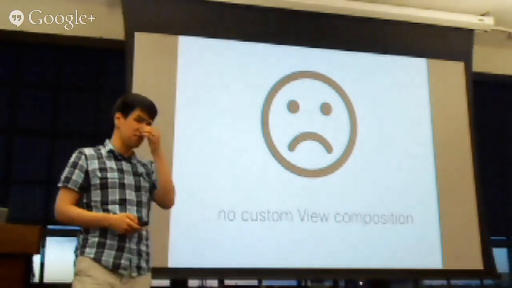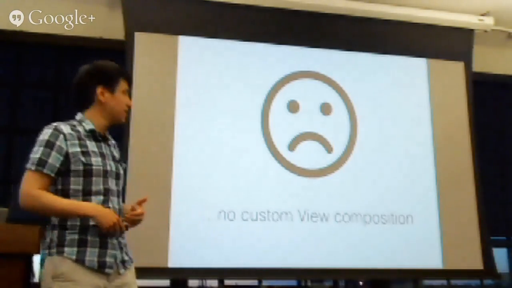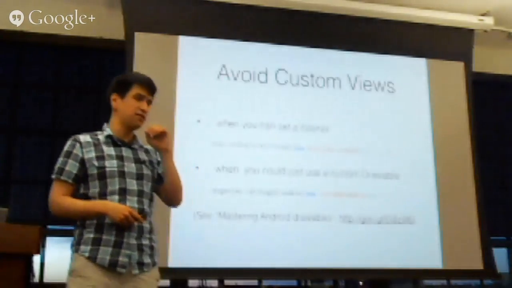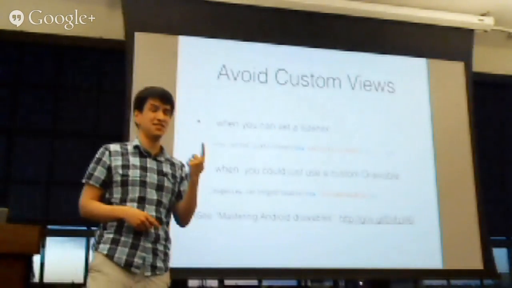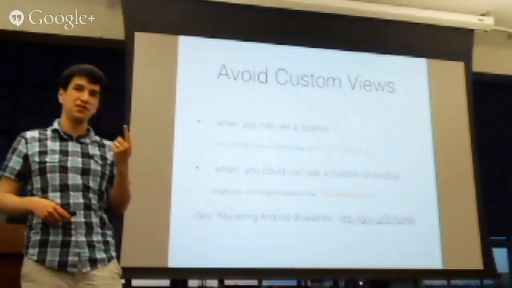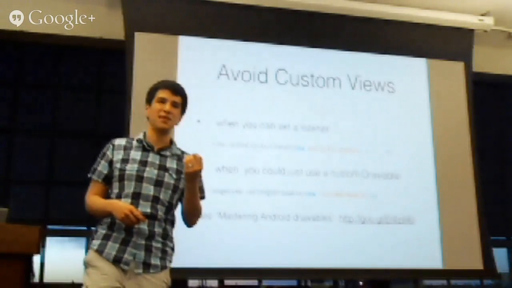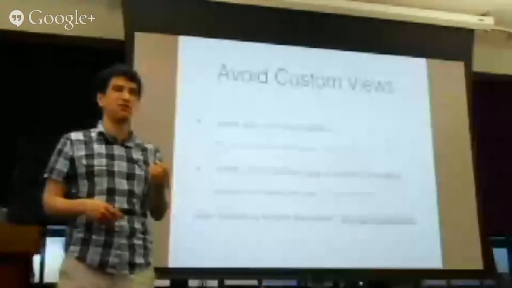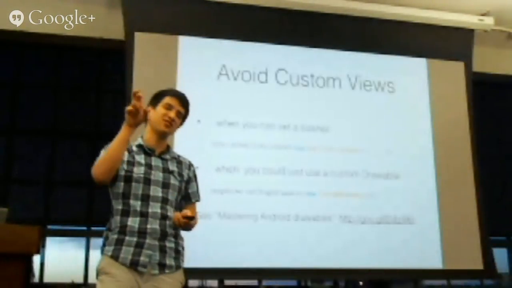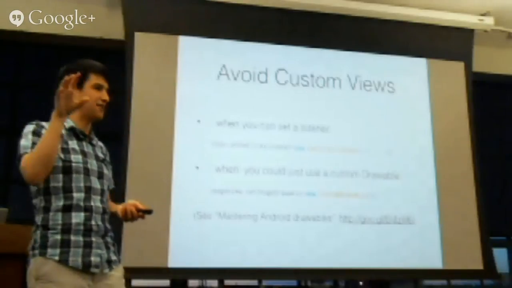So there are certain cases where you don't want to extend views. You should avoid them when the functionality already exists in the view. That seems pretty obvious, but I would say there are a lot of times that people don't look enough to see what's there. I've seen people rewrite TextView or EditText in order to show a hint, not realizing there's a hint attribute there.